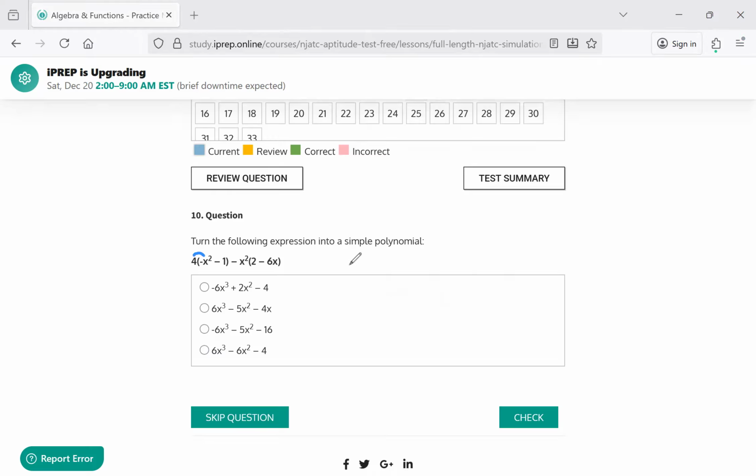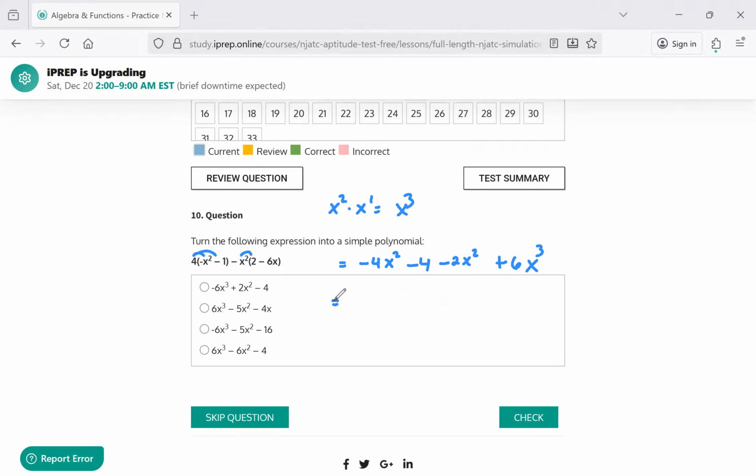What is 4 times negative x squared? Negative 4x squared. What is 4 times negative 1? Negative 4. What is negative x squared times 2? Negative 2x squared. And what is negative x squared times negative 6, 1? I know that two negatives become a positive, so that's 6, and then it's going to be x cubed because x squared times x to the 1. Remember, when we're multiplying with the same base, you add the exponents. So it would be x cubed.